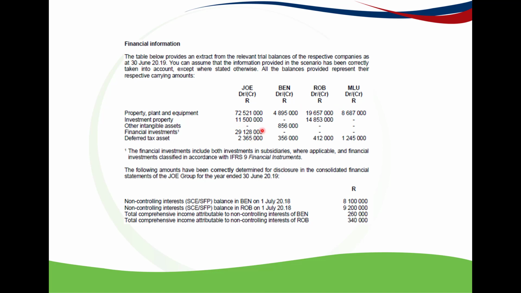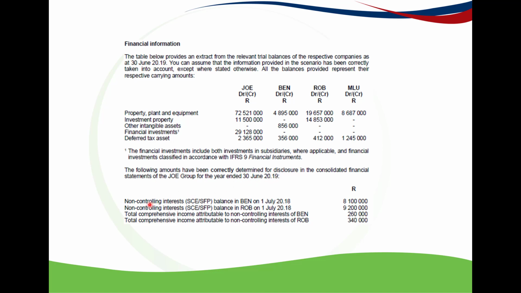financial statements. And then here's our deferred tax asset, and remember that in the additional information they told us that there will be sufficient taxable profits in future years against which this deferred tax asset will be utilized. And then very interestingly, the following amounts have been correctly determined for disclosure in the consolidated financial statements of the Joe Group for the year ended 30 June 2019.